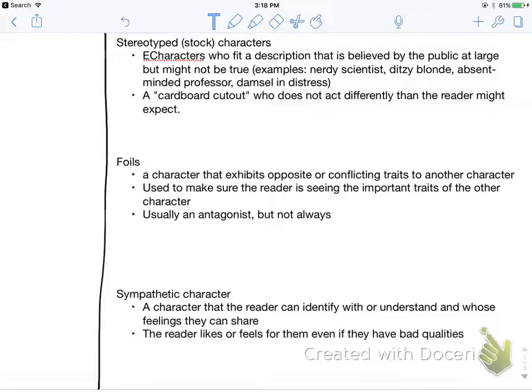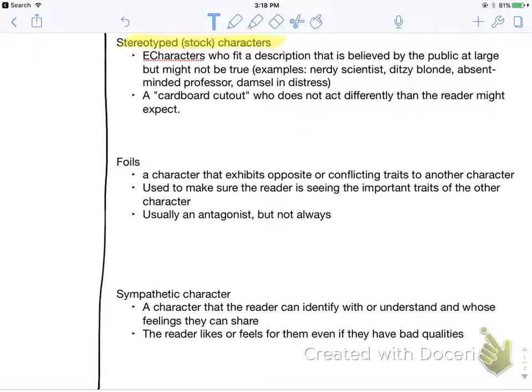So a stereotyped character, sometimes they're called stock characters, they can be a little bit confusing because some people think that if they're stereotyped, then they have to be like a black person, or they have to be a Chinese person, or they have to be Asian, and that's not always necessarily the case. Be careful when you're taking your notes that you don't make the same spelling mistake that I made and throw in an extra E in front of characters. That's wrong, shouldn't be there.